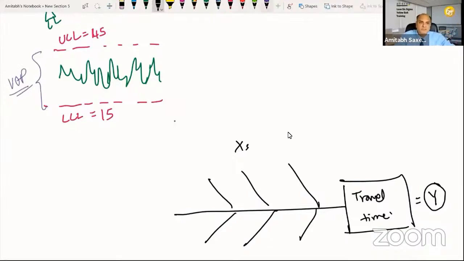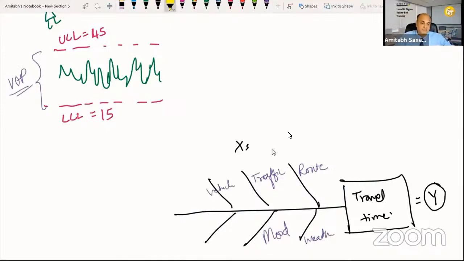Can you tell me what can be the reasons for my variation in the travel time? What affects my travel time? Yes, route, weather, okay, traffic, okay, my mood, yeah, okay. What else? Vehicle, okay, you know that.